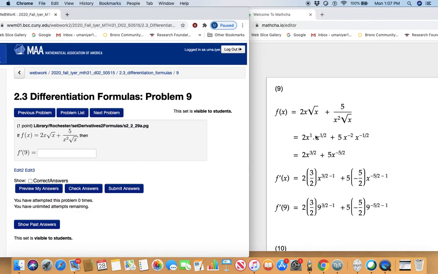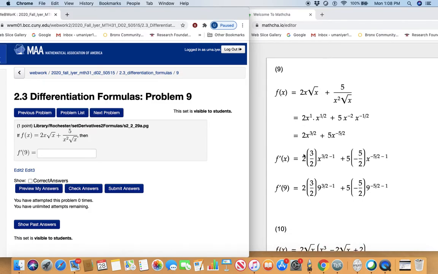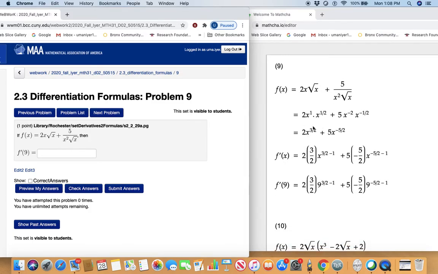Now you can combine these two. 1 plus half power, that is 3 halves power. And negative 2 and negative half, that is negative 5 halves power. That is my f(x). So notice I haven't taken derivatives yet. I have simply rewritten f(x) with x powers. Now you can go on to take the derivative.